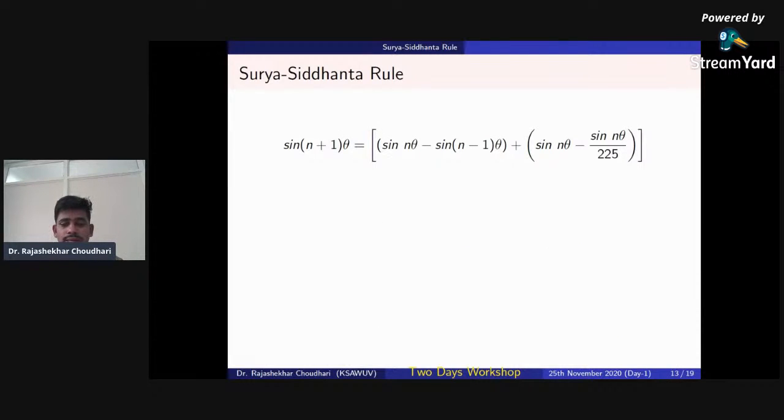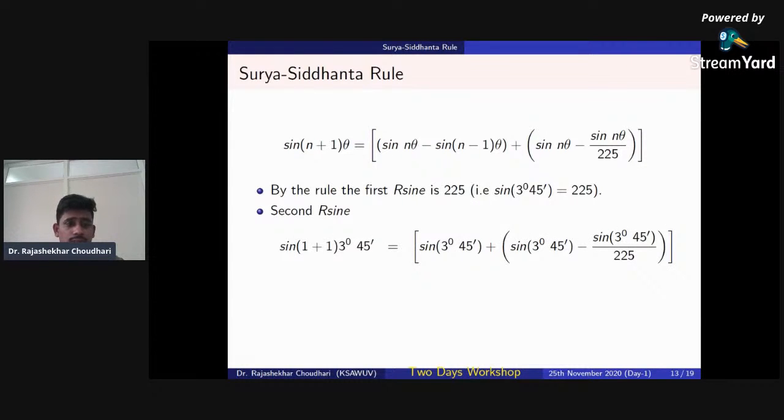Let us substitute for the first case. We already know the first R sine value is 225, that is, 1 by 96th part of the radius, 3438. 1 by 96th part of 3438 is equal to 225, which is the first R sine value. So to find the second R sine value, we substitute n equal to 1 in this relation. Let us see. So theta is, as I said, 1 by 96th part, that is 3 degrees 45 minutes.